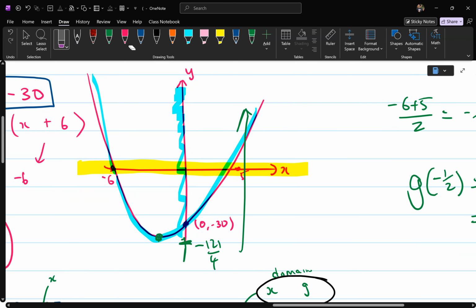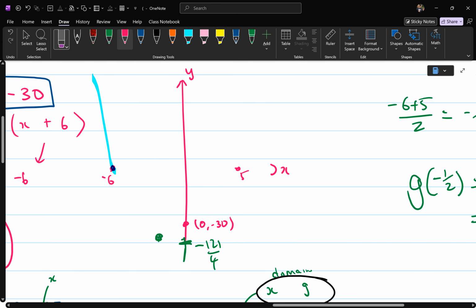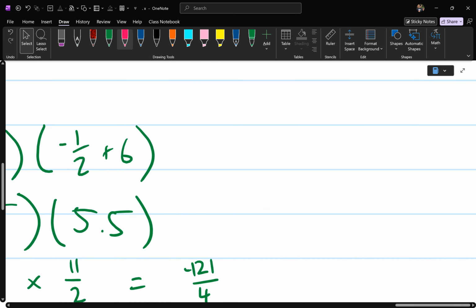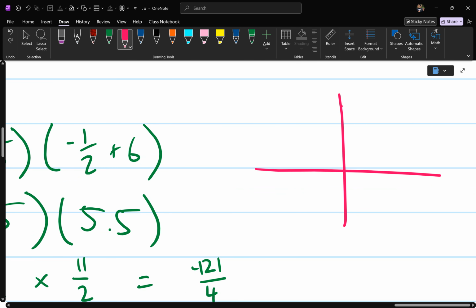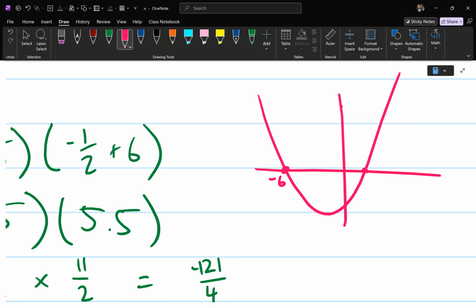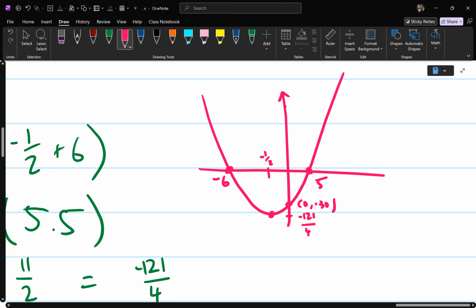I'm going to rub everything out so you don't get confused. I might as well draw it all again. Here we go. So we have figured out it was negative 6, 5. The turning point was negative half, negative 121 on 4, I think it was. And then the y-intercept was 0, negative 30. Okay, cool. Now, this is the main thing of exercise 1e to take away.